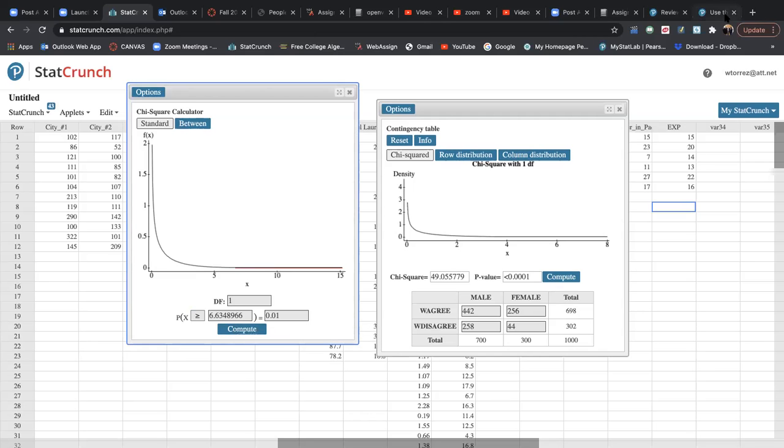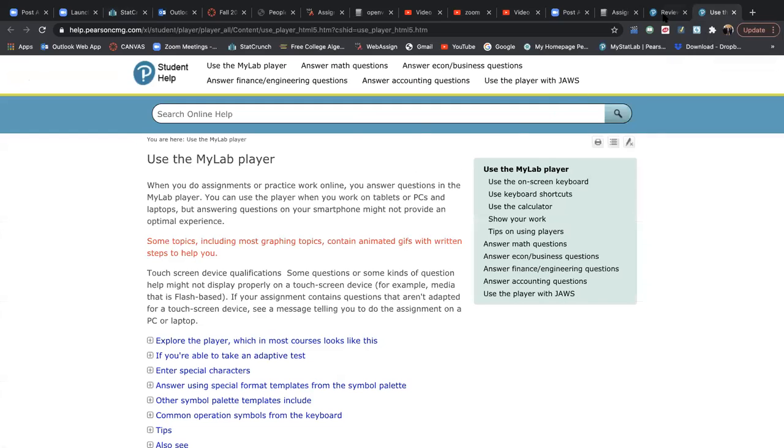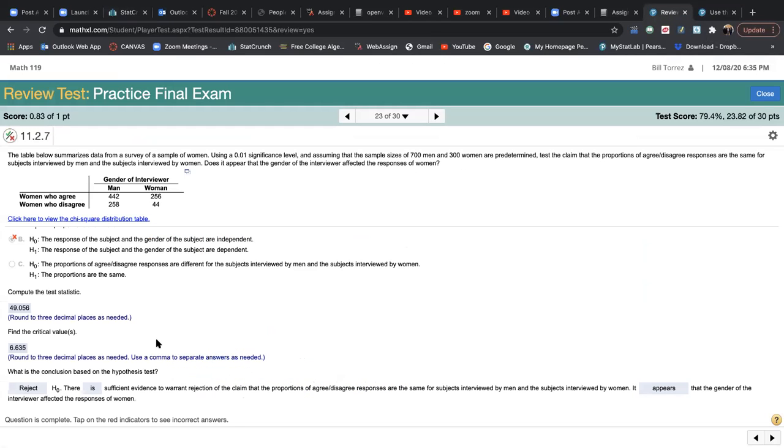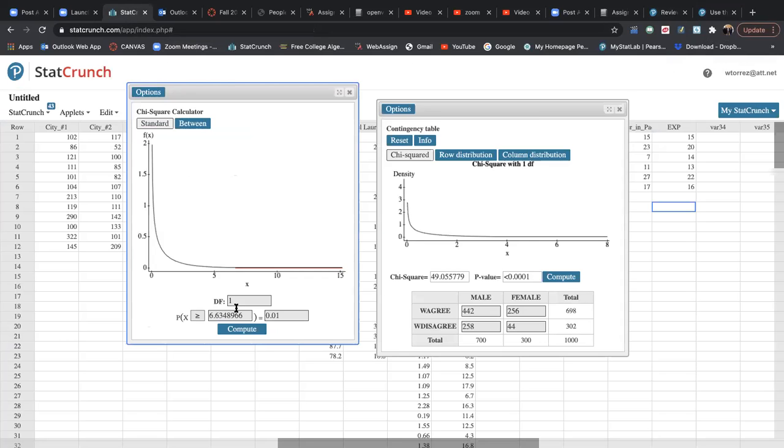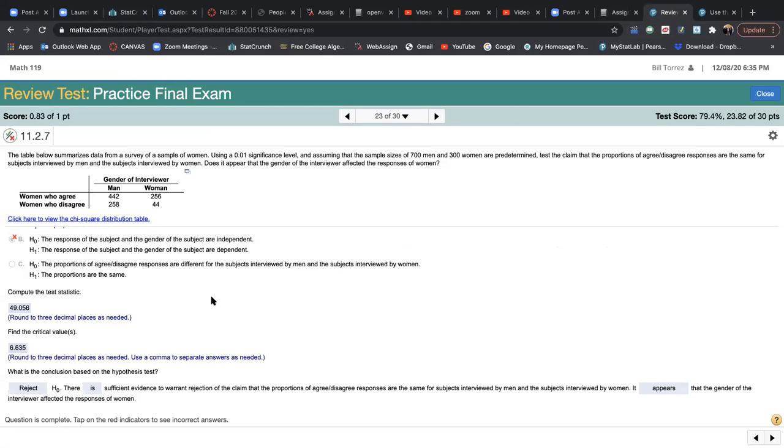Okay, so let's go back to our problem. And there's our critical value, chi-squared with 1 degree of freedom, leaving 0.01 area in the right tail, and that's 6.635 rounded to 3 places. Okay, and now we can work this problem.